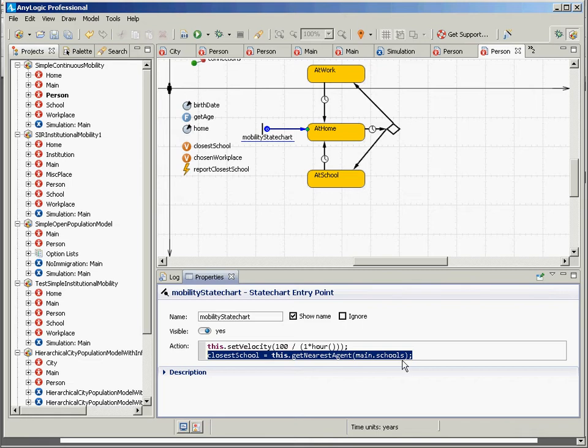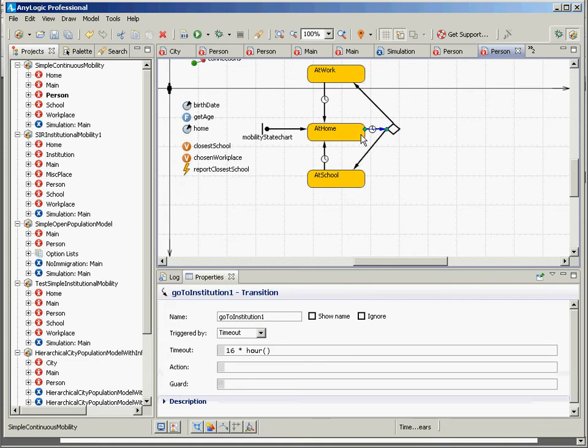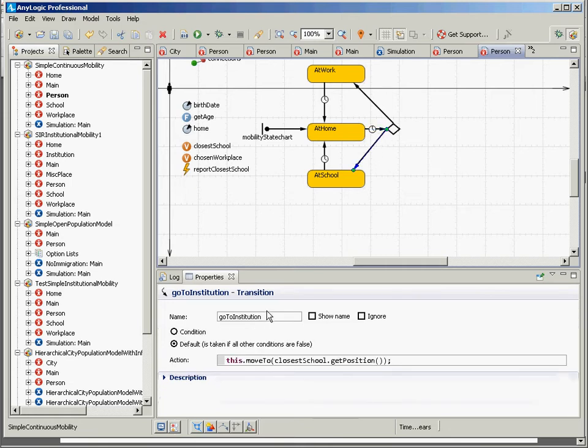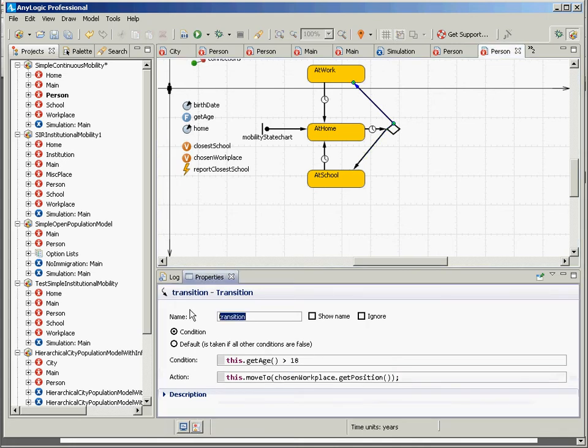So I'll just narrate this so that people have an understanding, because some people came in. I also rearranged this to be clearer. So the idea is that once you're at home for 16 hours, then you go to one of these two places, home or school. And which you go to is based on your age. So this says go to institution, you should say go to school. And so you either go to school or you go to work. You go to work if your age is greater than 18, and in that case, you would move to your workplace.